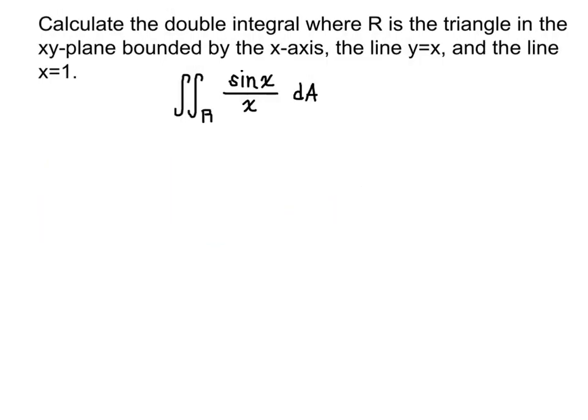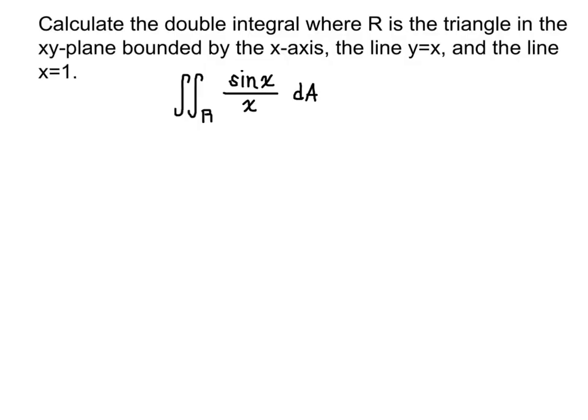Let's work another example here. We're going to calculate the double integral where R is the region that is a triangle in the xy plane bounded by the x-axis, the line y equals x, and the line x equals 1. And here is our height, this is our z value, z equals f of x, y.